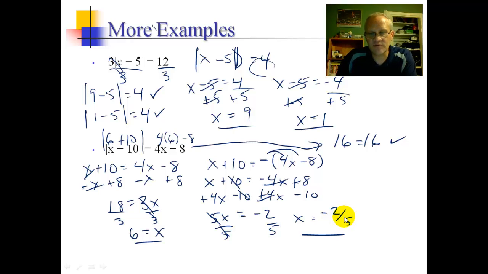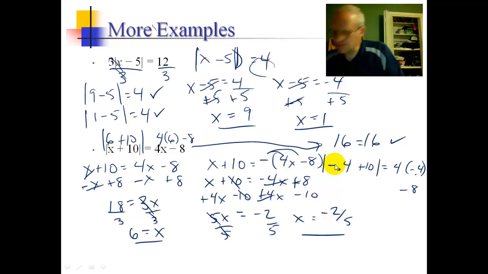Now it's kind of a hassle here with the fraction, but we do want to check this. Since 2/5 works out pretty evenly, that would be negative 0.4. So if you wanted to check it as a decimal, you could do that. Our last thing here, we'll plug in negative 0.4 for the x. So I'm going to have the absolute value of negative 0.4 plus 10 equals 4 times negative 0.4 minus 8. Kind of running out of room, but I'm doing what I can here.